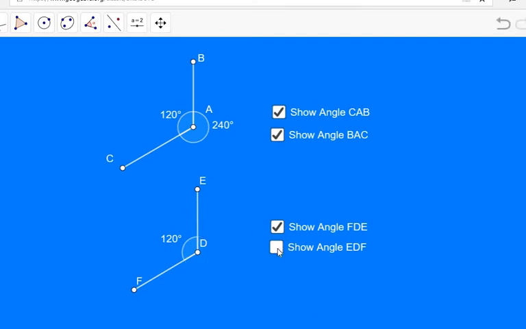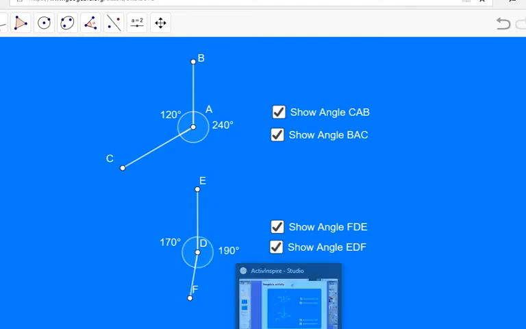I'm going to hide the other angle this time. And I'm going to move F to here. What's my missing angle now? Pause the video and write down your answer in your light blue book. Okay, just because I've hidden the other angle, angles around a point still add up to 360. So to work out my missing angle, I need to do 360, take away 170, which will give me 190, and that's your missing angle.